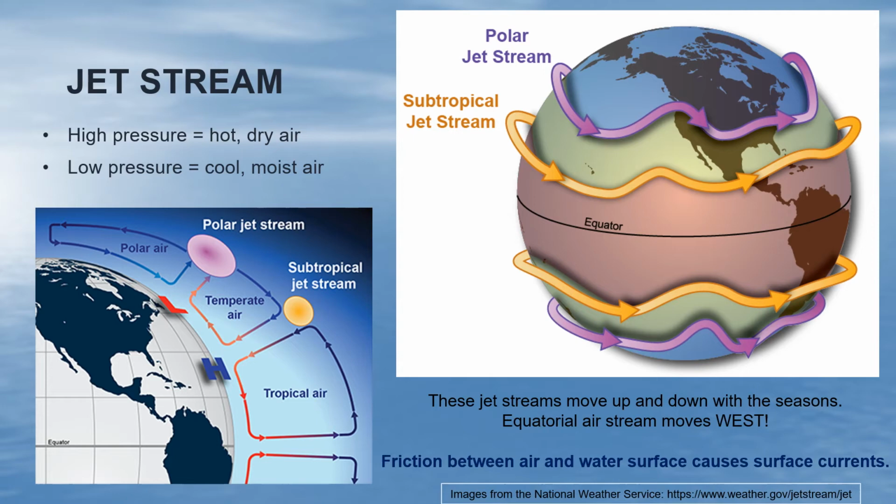And then these jet streams, they move up and down on the globe depending on the season. And additionally, it's important to note which way they're moving around the globe. So they're typically moving from west to east, these jet streams, whereas the air that's at the equator is moving the opposite direction, east to west. And so what you have is there's friction between the air and the water surface in the ocean, and that's what's causing surface currents on the ocean. And the currents are moving different directions depending on the latitude and depending on which jet stream is impacting them.